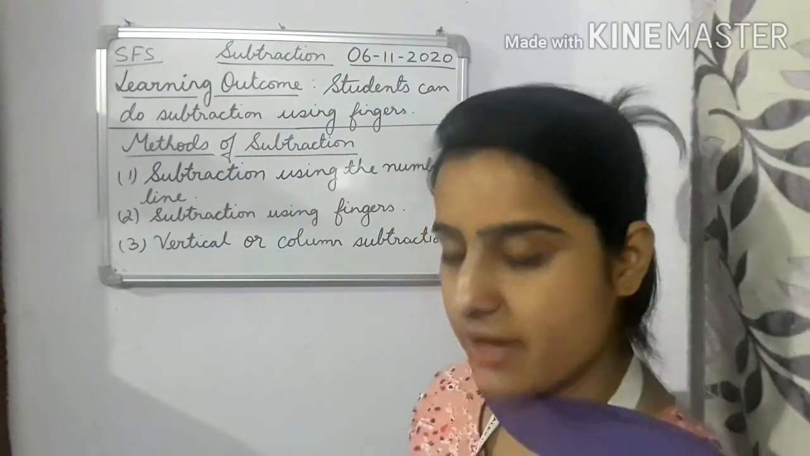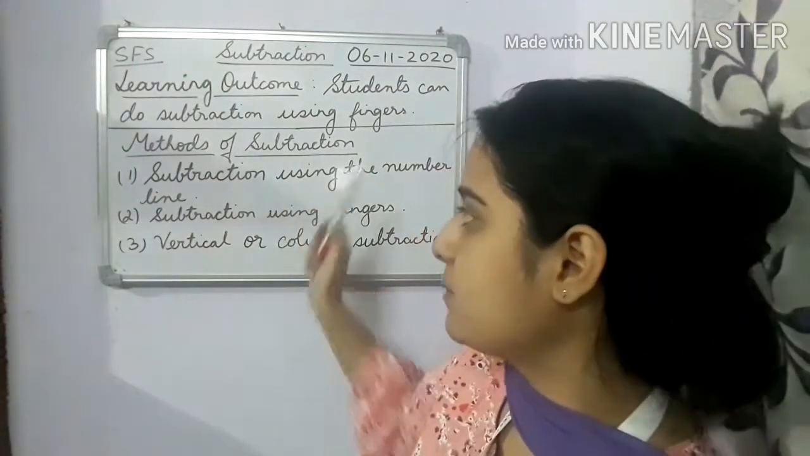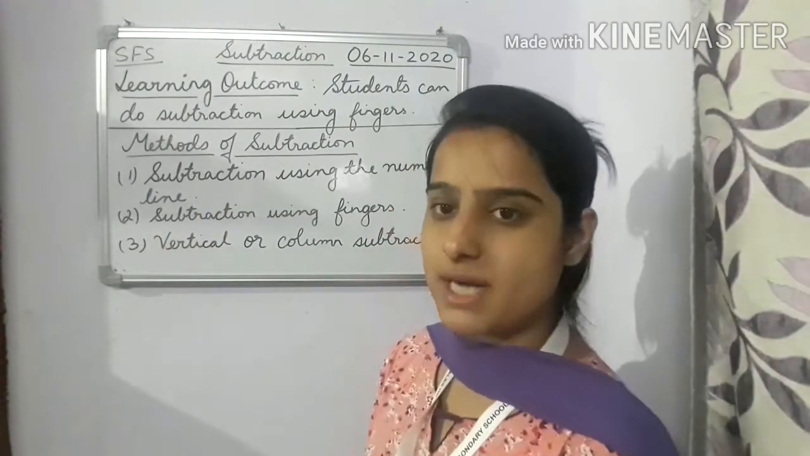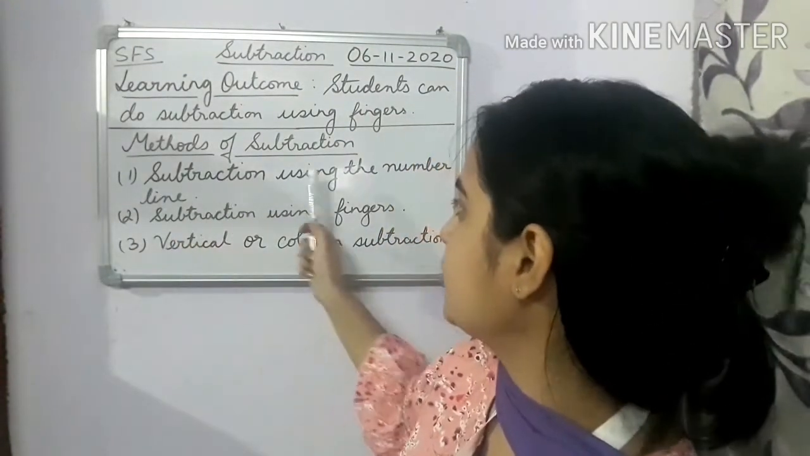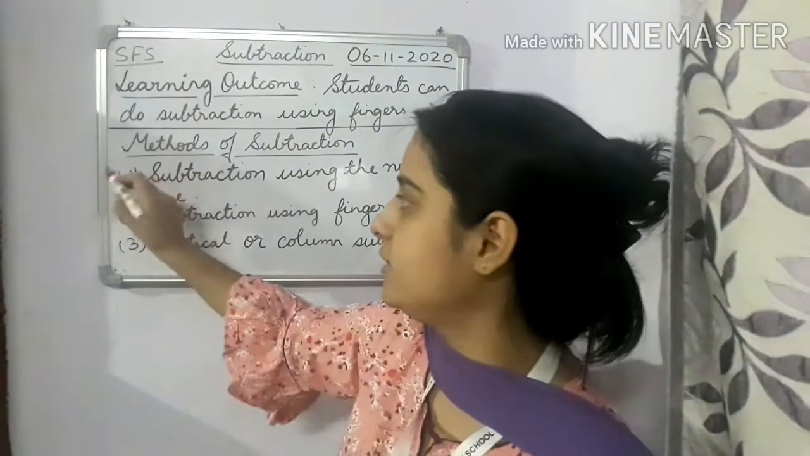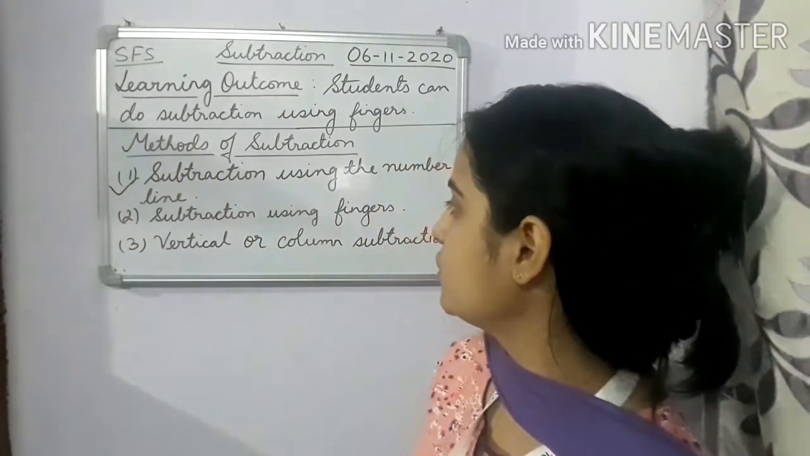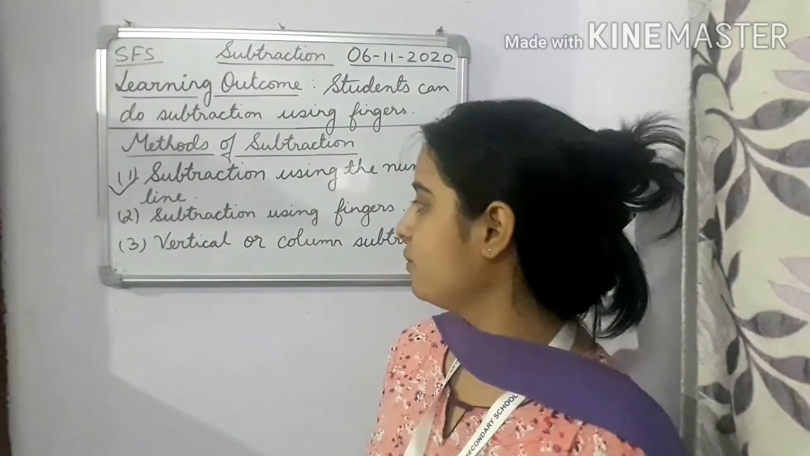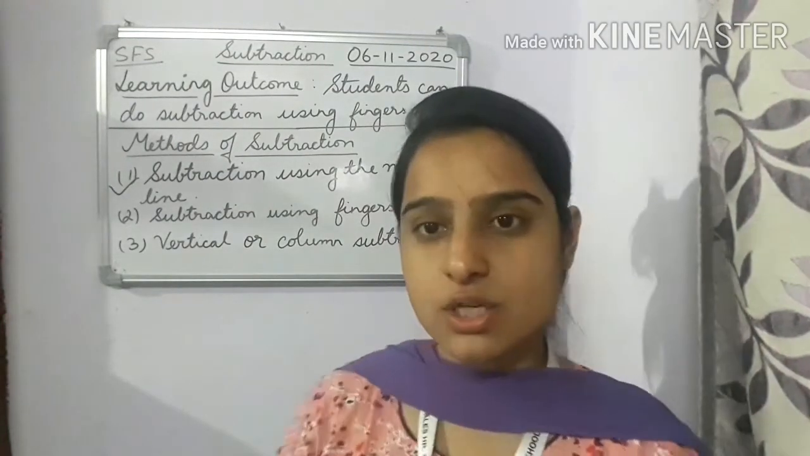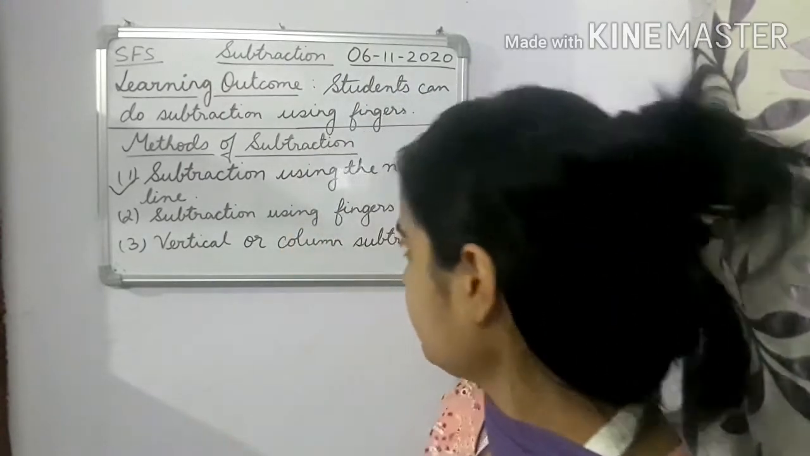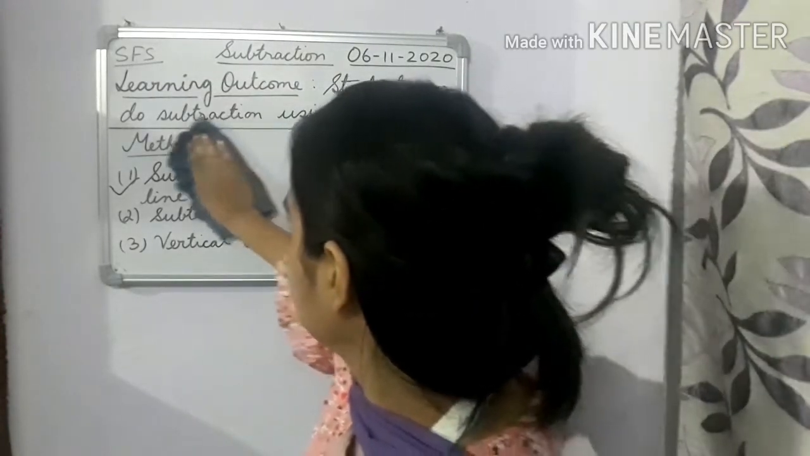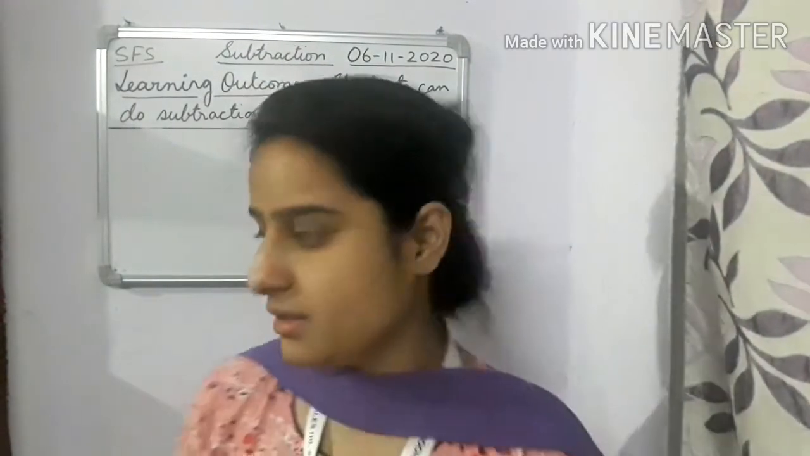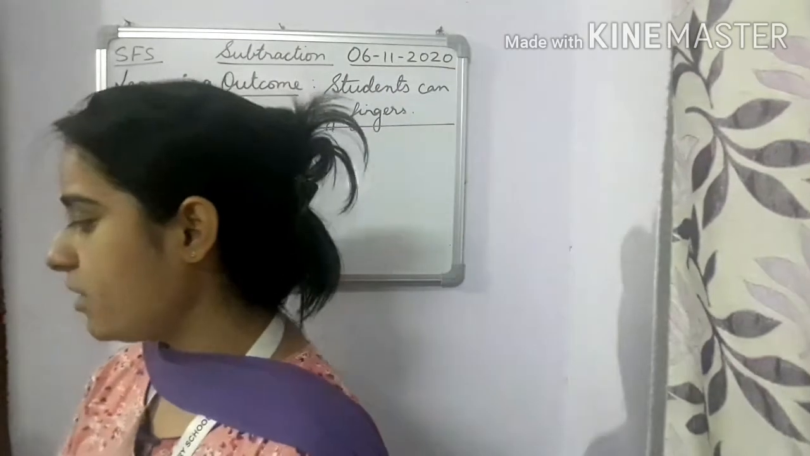So children, as we have come across methods of subtraction, how many methods of subtractions are there? There are 3 methods of subtraction. The first is subtraction using the number line, which we have done. Today we are going to do subtraction using fingers. Okay? So let's start, children. You can take out your maths copy. Let's do some of the examples.